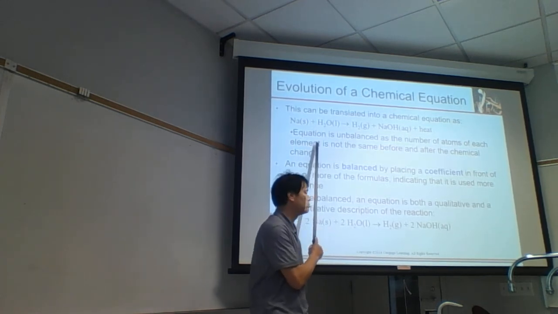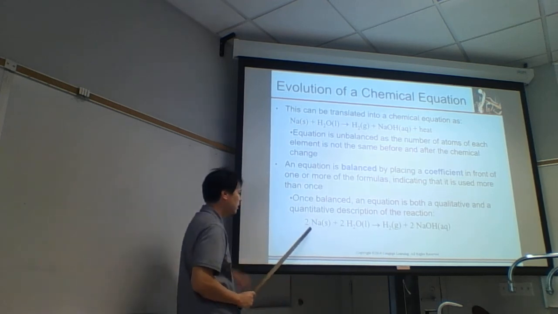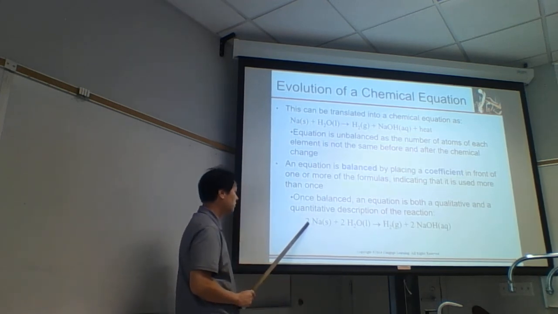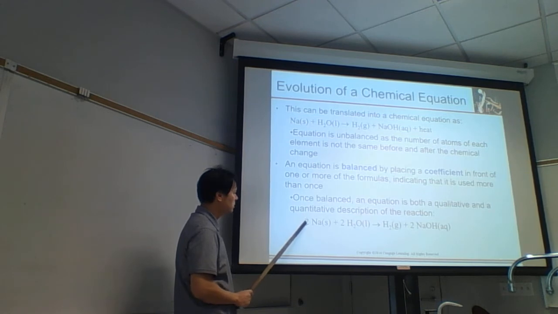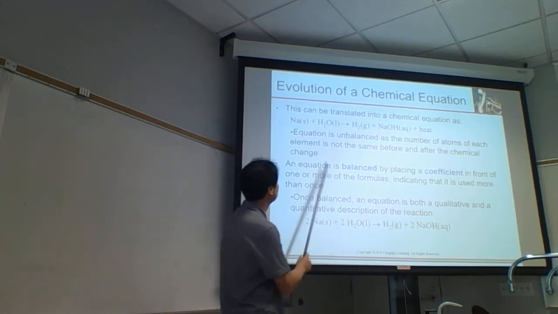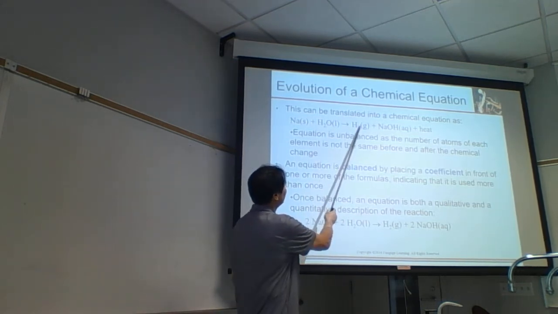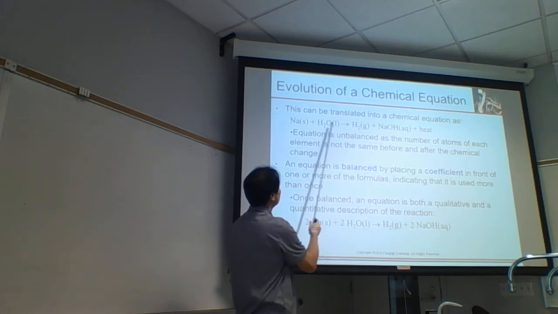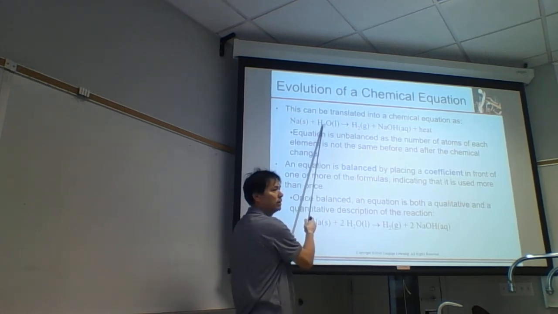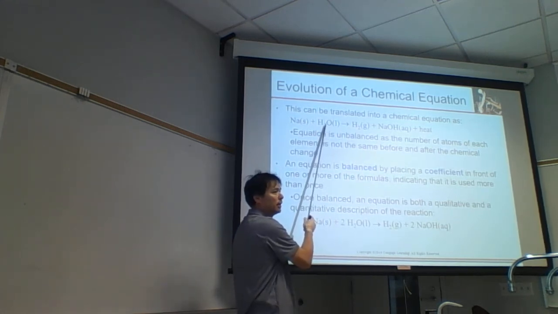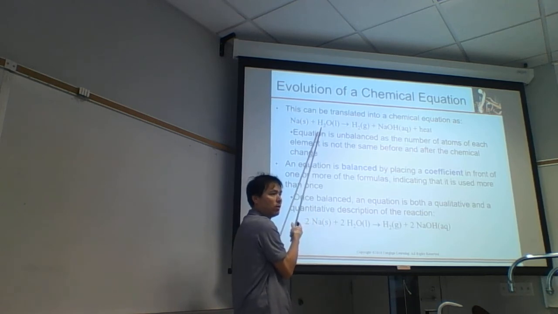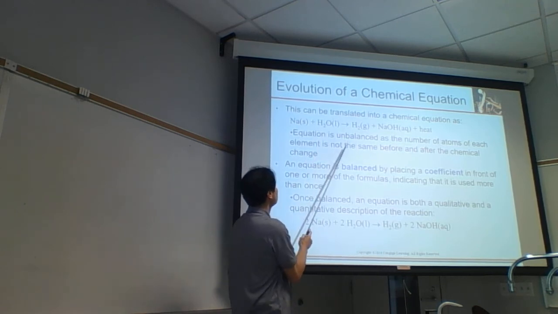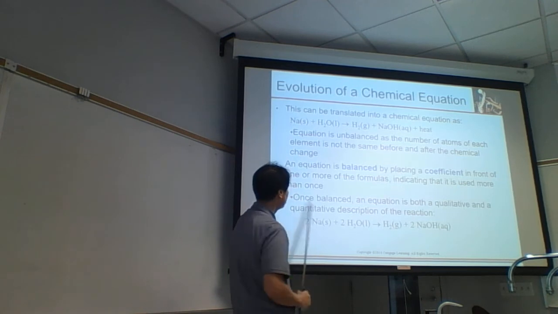And so what we have to do is change these guys. We have to change the number. These are called the coefficients. We always change the coefficients. We never change the subscript. So for example, I want 3 hydrogens here, right? Can I change this to H3O? No, I can't, because all of a sudden that's no longer water. That's going to be something else. So what we have to do is change the number here.